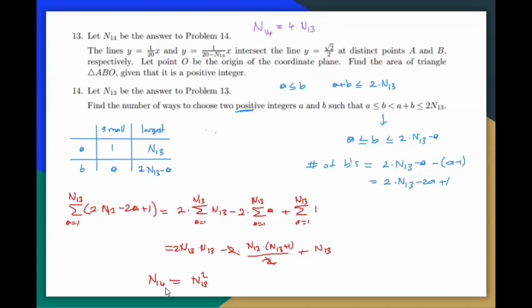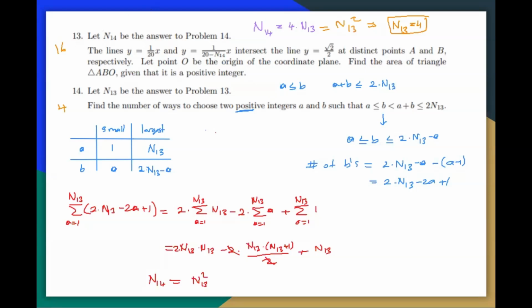So the final answer: N of 14 is equal to the square root of this, so N of 14 is equal to 4 times this. If I plug these into each other, that should be equal to N of 13 squared. If I cancel one of these, you get N of 13 is equal to 4, which is the answer to question 14. So this looks like 4. And then the other one, N of 14, is 4 times that, which is going to be 16. So that looks like our answer.